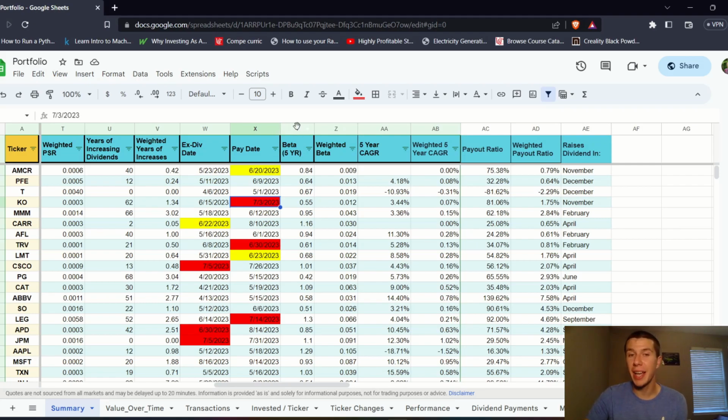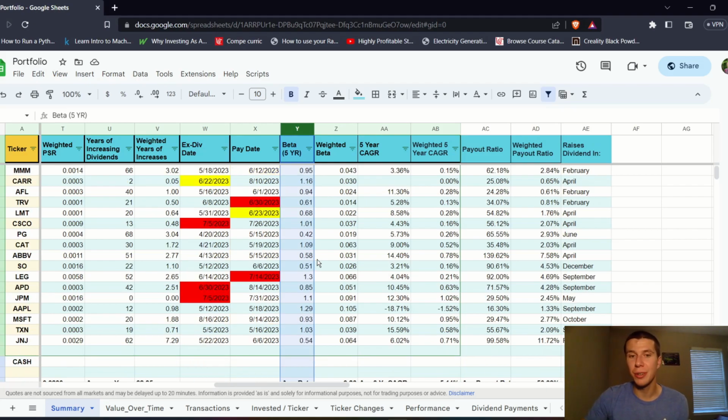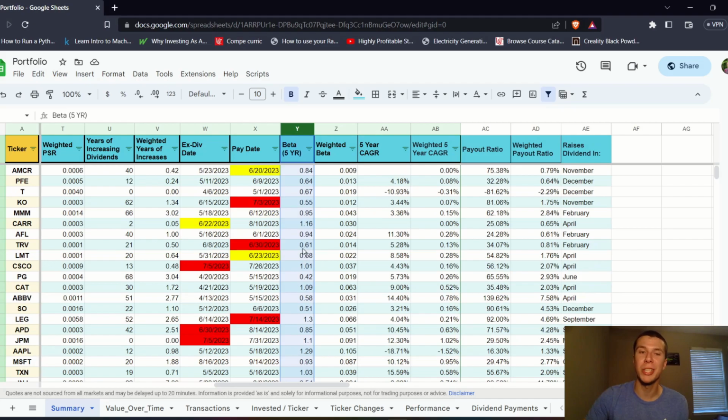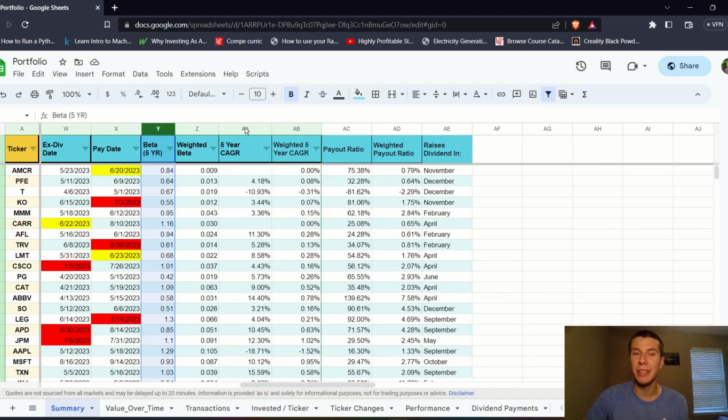Then the next category here is the beta, which is just a measure of volatility versus the overall market. So most of my companies are a little bit less volatile than the overall market, which I generally like. And then the next column here is 5-year dividend CAGR average. So this just says how much the company on average has raised their dividend over the last 5 years. And then the final column that's calculated here is the payout ratio, and that's just the percentage of the company's earnings that it pays out as a dividend. It's just measuring that percentage.